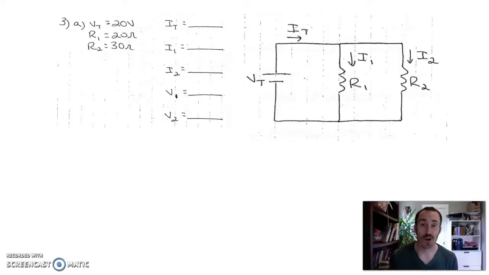Let's do an example of solving a parallel circuit. So in this example, it tells you three things. It tells you the total voltage, 20 volts. I'm going to write that in here because that's going to help me a little bit. 20 volts. It tells us R1, which is 20 ohms. And it tells us R2, which is 30 ohms.